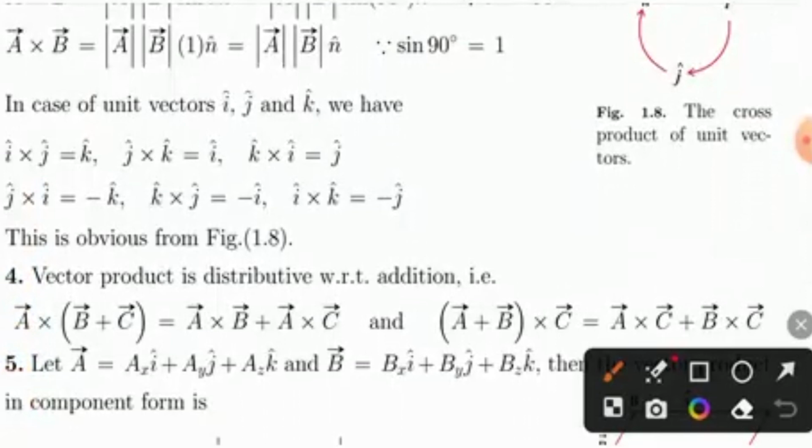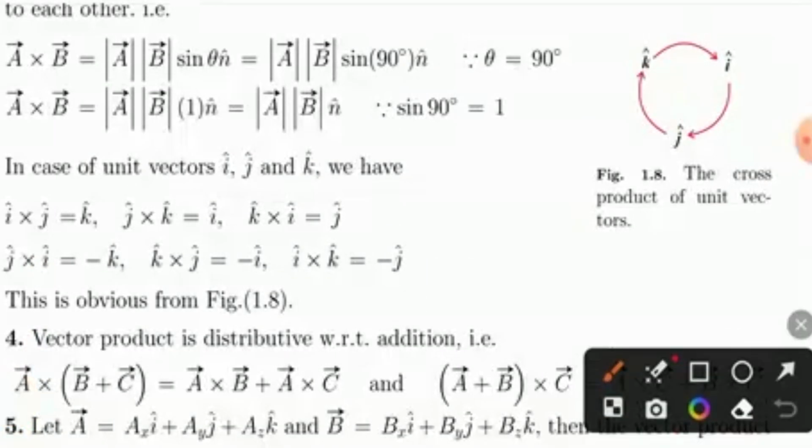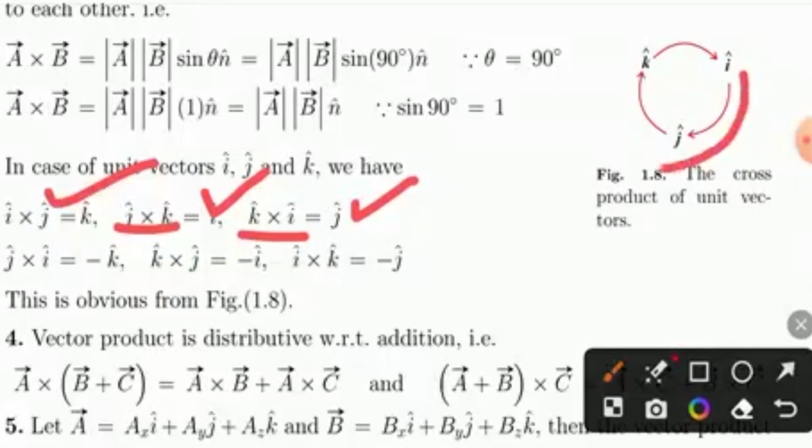Or in the case of unit vectors, here you will see that if you multiply the two vectors i and j, the third vector k will generate. And if you multiply j with k, the third unit vector i will generate. And similarly, k multiplied by i, then j will generate. This is a cyclic permutation. You can see in this diagram, if you multiply i with j, then the third vector k will generate, and if we multiply j with k, then i will generate. This is a cyclic rotation.